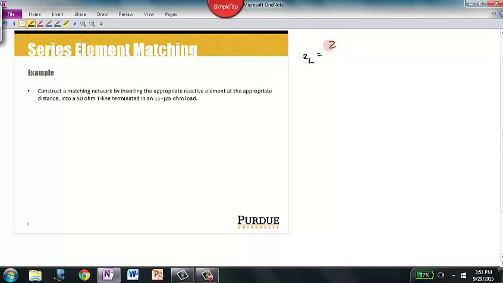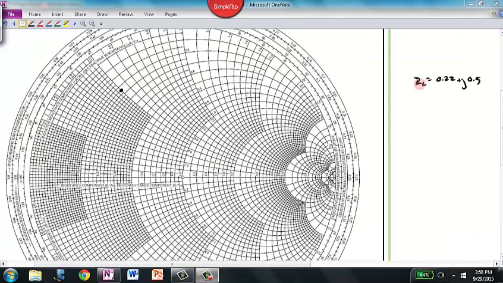And remember, we just take the load impedance and we divide it by the characteristic impedance of the T line. So in this case, that's going to be 11 plus j25. And we need to divide that by the characteristic impedance of the T line, 50 ohms. And that gives us a normalized load impedance of 0.22 plus j0.5.